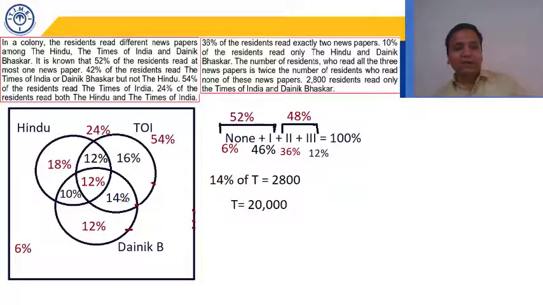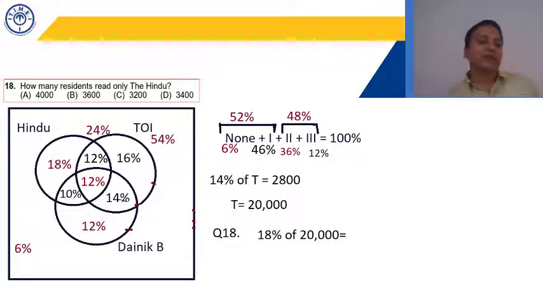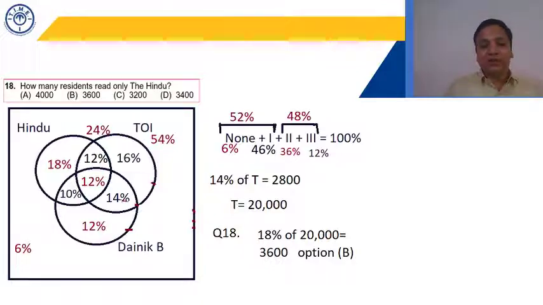We are not drawing another diagram. We're just moving to questions. Whatever percentage we have to calculate, we'll calculate for 20,000. Now question 1. How many residents read only The Hindu? Only The Hindu is 18%. 18% of 20,000 is 3600, which is given as option B.